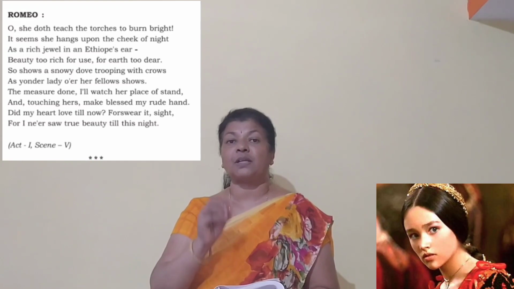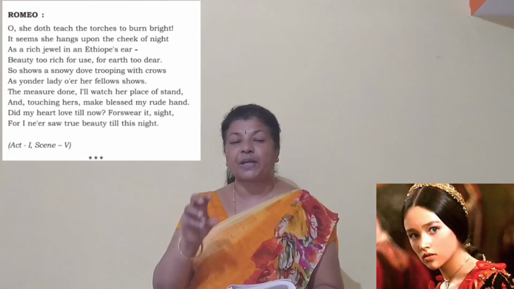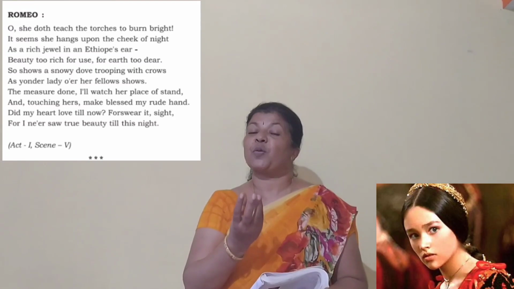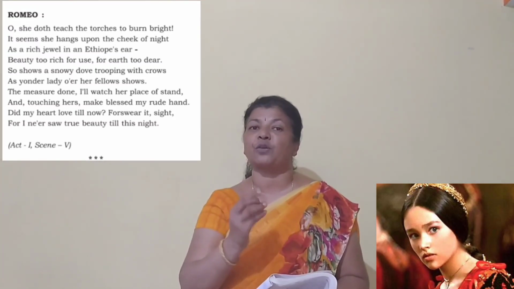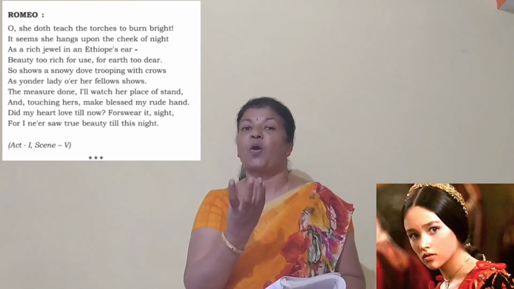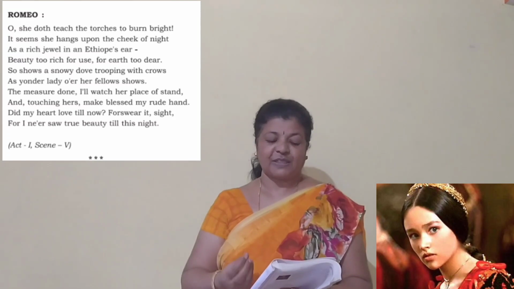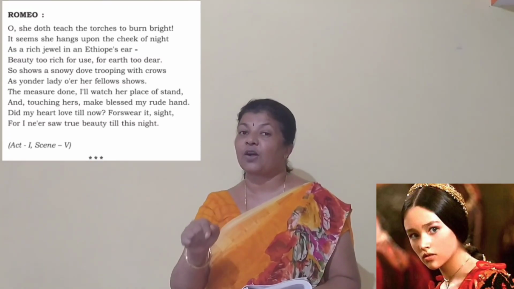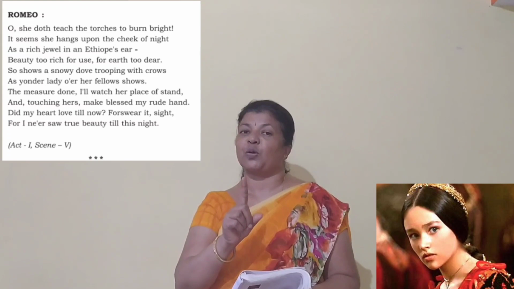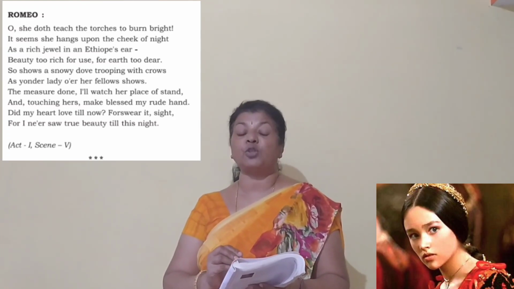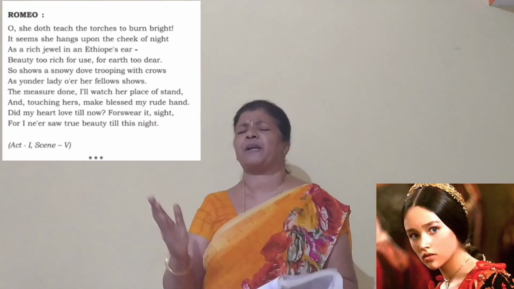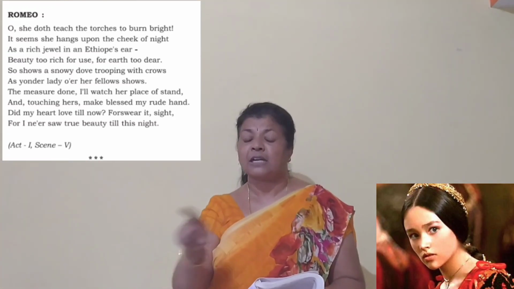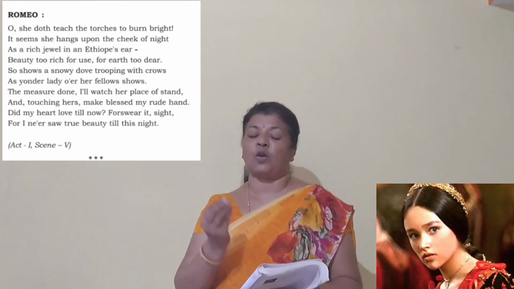So many young ladies were dancing on the dance floor. All the other ladies dancing on the dance floor looked like crows to Romeo, whereas Juliet was compared to a snowy dove. In the middle of the crows, she looked like a pure white dove. Other ladies are called crows and Juliet is compared to a snowy dove. As yonder lady over her fellows shows, she looked distinguished, separate. She was outstanding among all her fellows, the other women dancing on the dance floor.